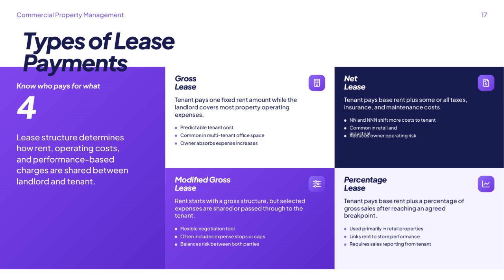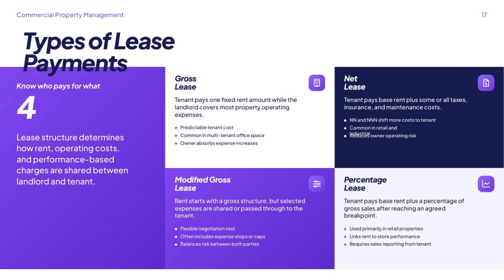Next, with a net lease, the tenant pays a base rent plus some or all of the property taxes, insurance, and maintenance expenses. There are variations like double net, NN, and triple net, NNN leases, which push even more costs onto the tenant. Net leases are typical in retail and industrial properties and reduce the owner's operating risk.